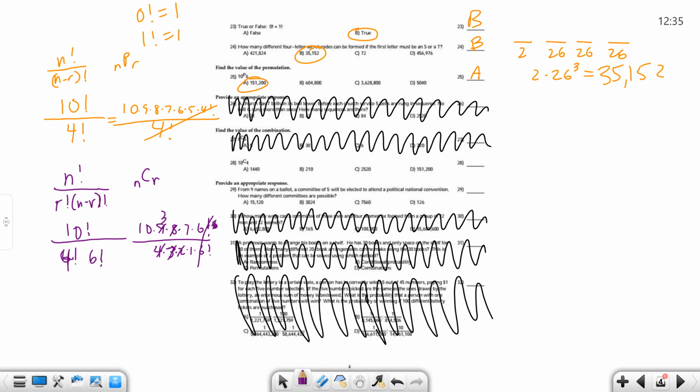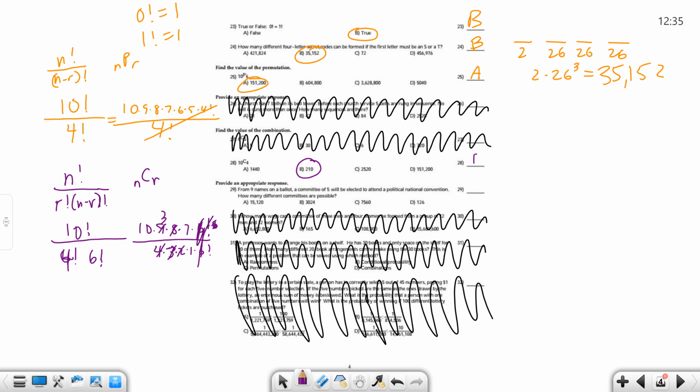10 choose 4 is 210. Where did I get 7? Oh, 6 factorial. I didn't need the 6. That was crossed out. I left the extra 6 in there. 7 times 3 is 21, times 10 is 210. I didn't even notice I had it marked out. That's where I went wrong. All right. So B for 28. No wonder I was confusing myself.